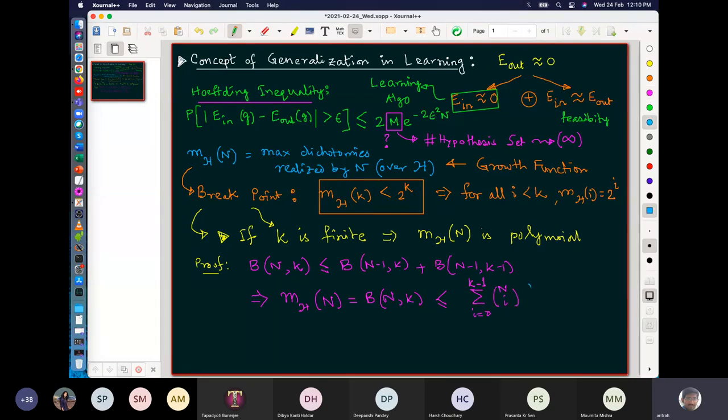And indeed, we have seen that this equation is a term where the highest term is n to the power k minus 1, and obviously it's a polynomial because my k is a constant. It's a finite breakpoint and hence it's a constant. So this is a polynomial quantity, and we can suitably claim that if this is finite, then we get a growth function which is polynomial.